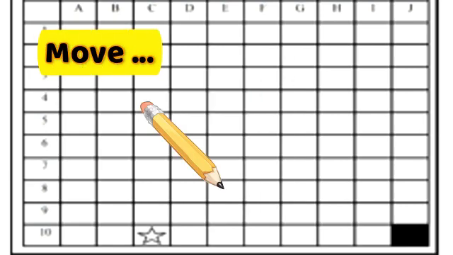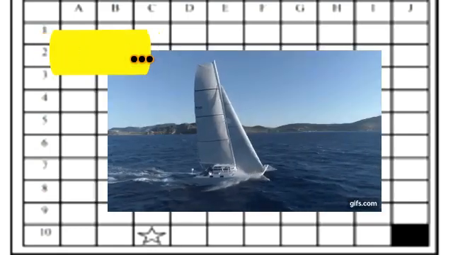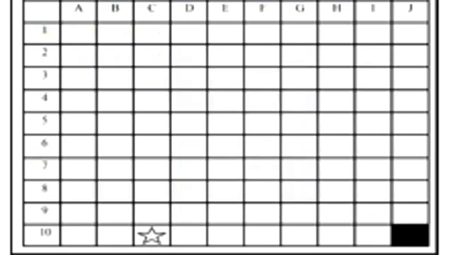Move your pencil 2 spaces to the right. Up 4 spaces. And to the left 4 spaces. The sails on the boat are shaped like triangles and have 2 circles on each of them. Draw a picture of the sail in the box your pencil is in, E2.